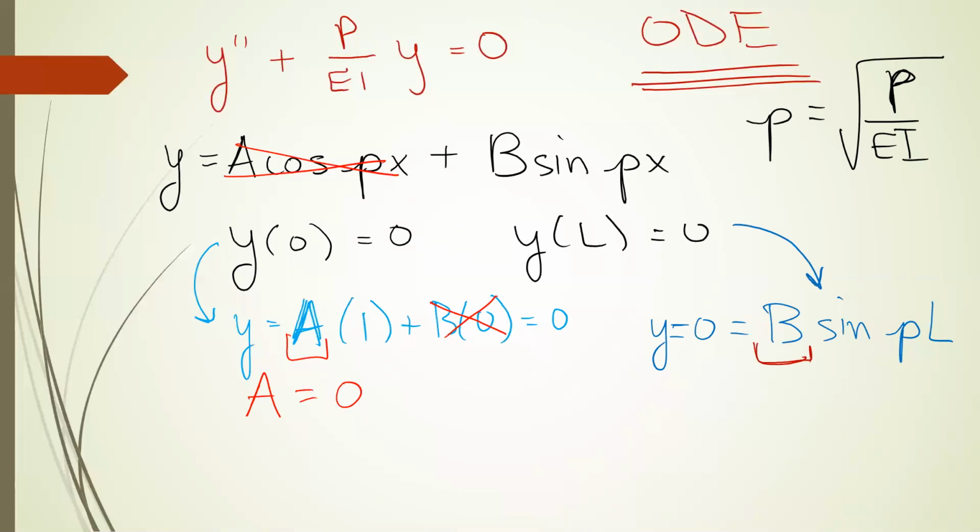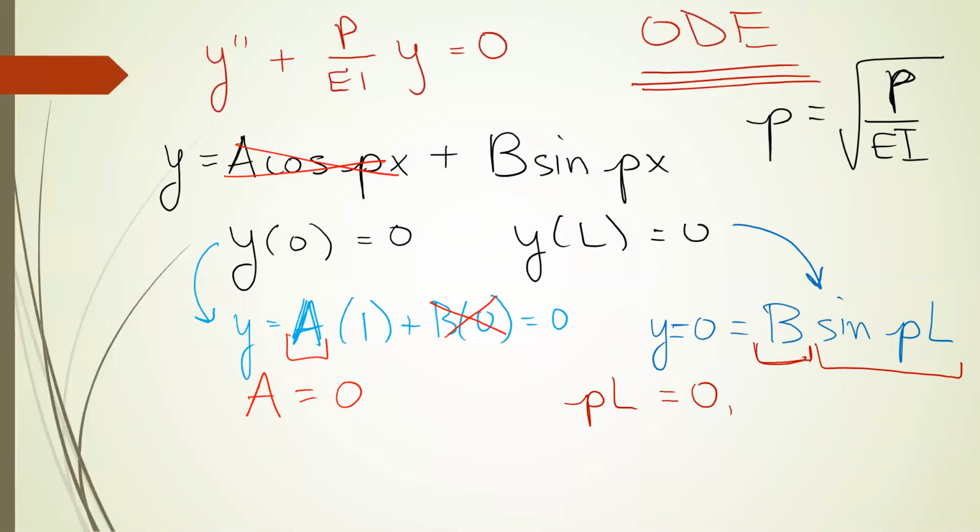So that's one solution, but it's probably not the one that we want, because the whole point was we want to know, what load does this become unstable? And if B is 0, we don't know. It could be any P. So we're not going to do that. The other option is that this has to be 0. So how do we make a sine function 0? pL equals 0, because the sine of 0 is 0.